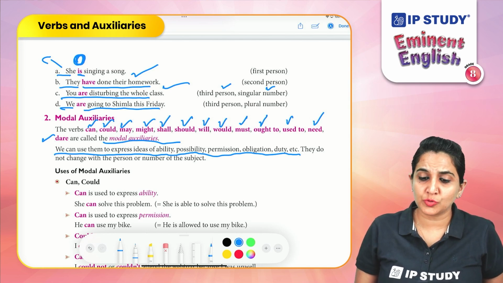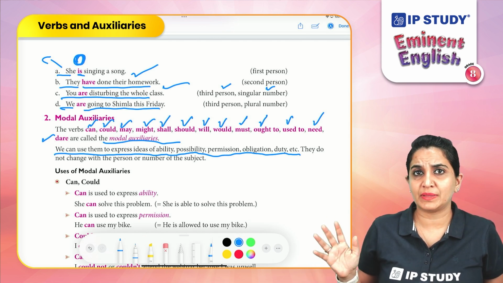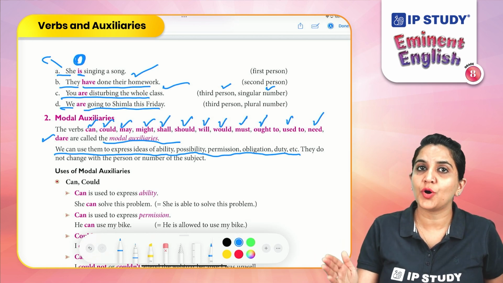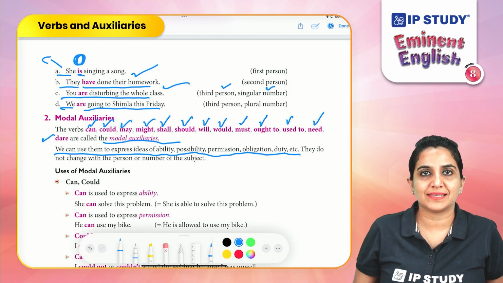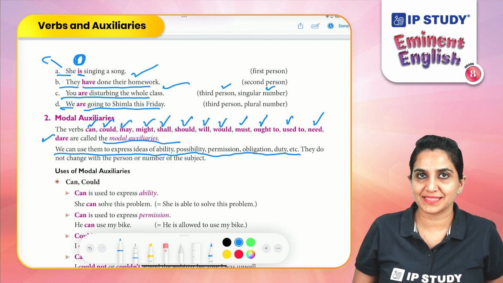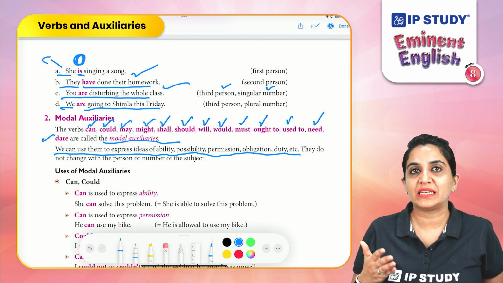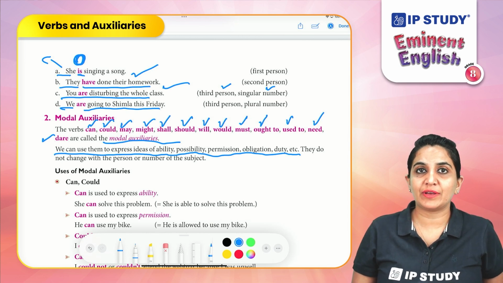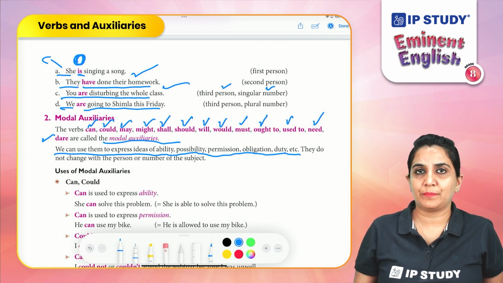Sometimes we use them to show strong determination or the ability to do something, the possibility to do something, or sometimes to show the obligation or duty as well. So they really express the mood in the sentences. Always remember that modal auxiliaries do not change with the number and person in the subject. So for example, if it is she, they, her, all of these, the modal auxiliary will remain the same.